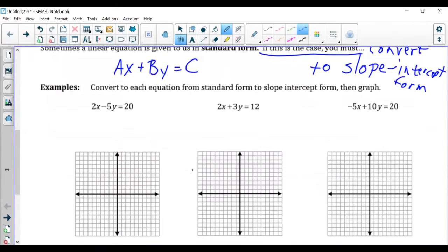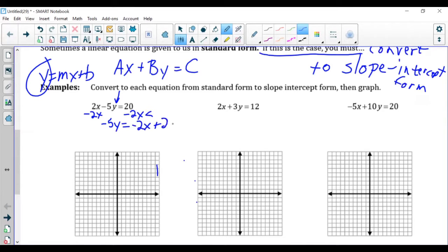All right, so first thing, I want y by itself for slope-intercept form. Remember, slope-intercept form is y equals mx plus b. So I need y by itself. In order to get y by itself, I first have to get rid of my x's. So minus 2x on both sides, so negative 5y equals, and we're going to put our x term first, negative 2x plus 20. And I don't care what negative 5y is. I want to know what y is. So I'm going to divide both sides by negative 5.